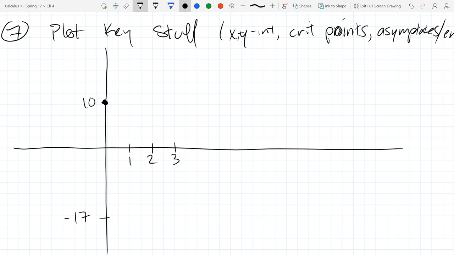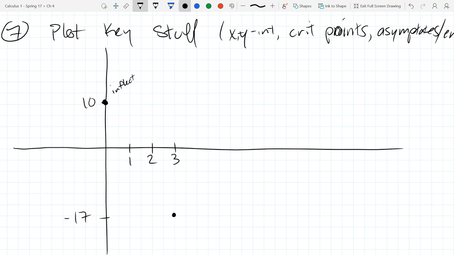Was that a local max or a local min or inflection? Inflection? Okay. I'm just going to write inflect right there. And then we had a minimum somewhere. Is that with 3.7, negative 17? Yeah. So that was a local minimum?